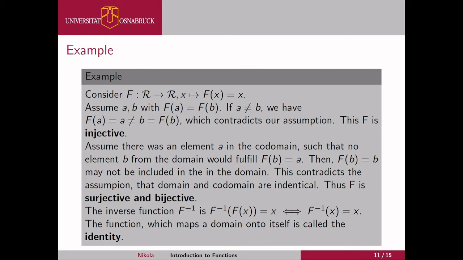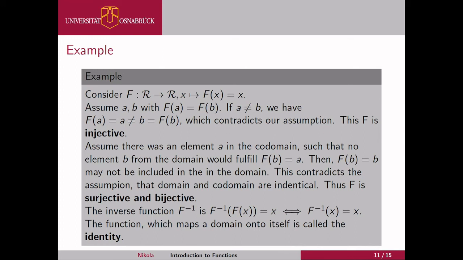Consider the following function. We are mapping real numbers to real numbers, and our functional term f of x is equal to x. So we're mapping every element to itself. Now, let's just analyze if our function is injective, and let's analyze if it is surjective. Now, think back. What was the definition of injectivity? It means that every single element of the codomain is hit at most once.